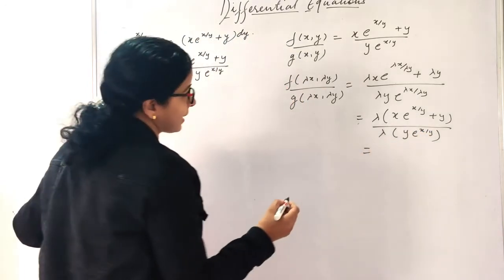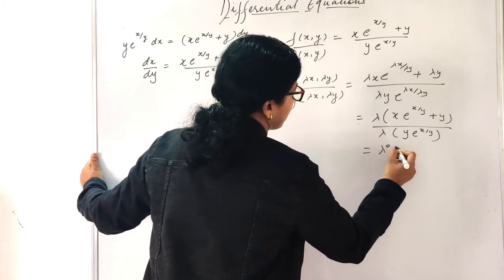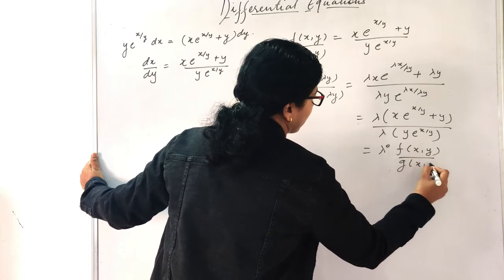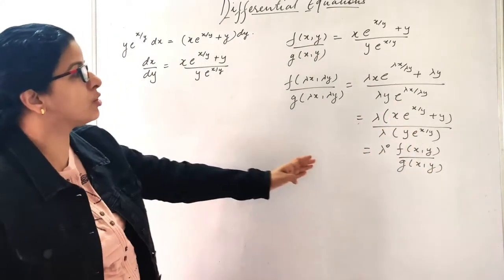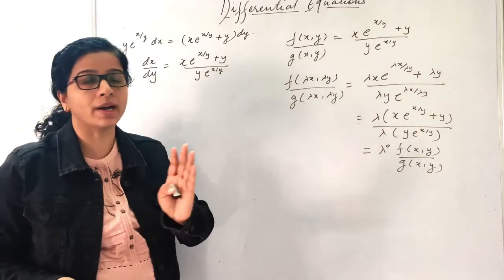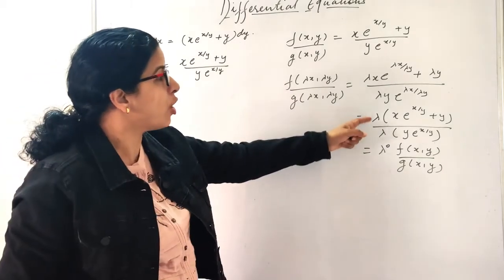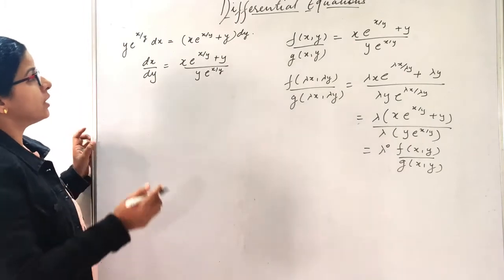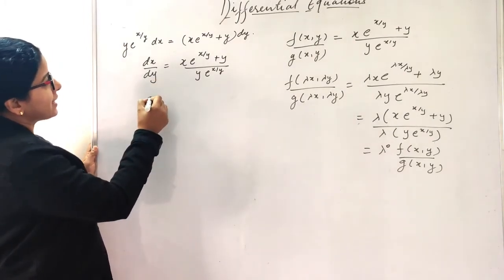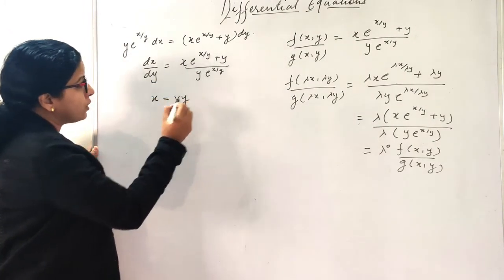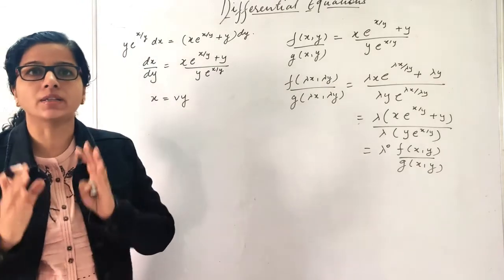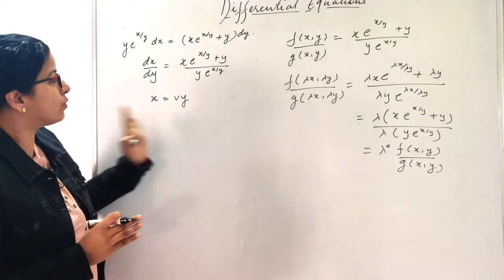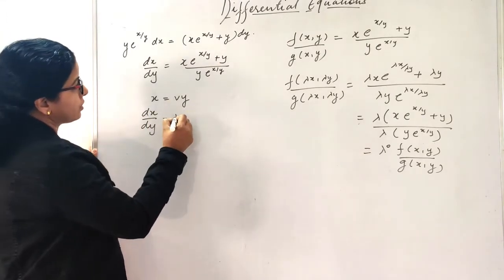So what I am getting basically is lambda to the power 0 times f(x, y) upon g(x, y), right? So this means it is a homogeneous equation. I told you that my f and g should be of the same degree, right? So this is my homogeneous equation. In this case, I will take x is equal to vy. You can solve using y is equal to vx also, but the solution will become easier if you take x is equal to vy. Same product rule will be used.